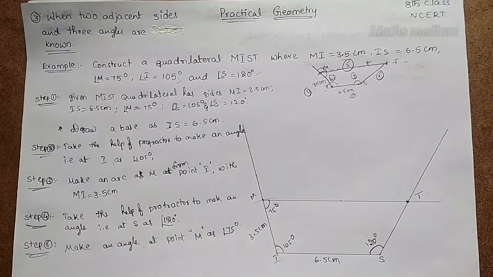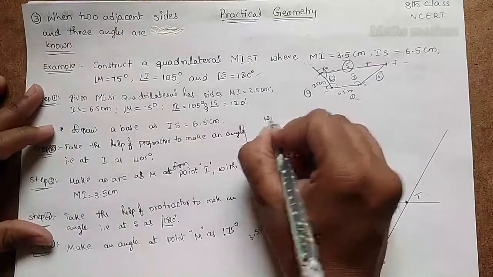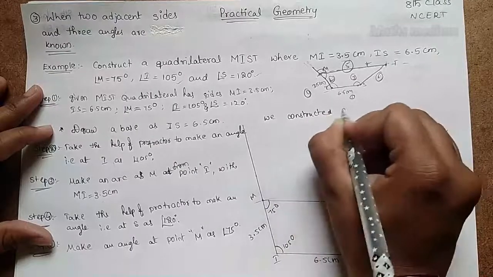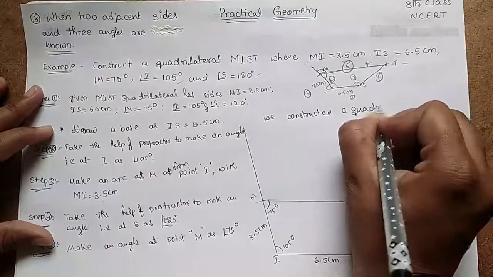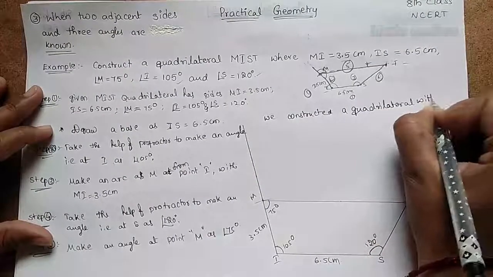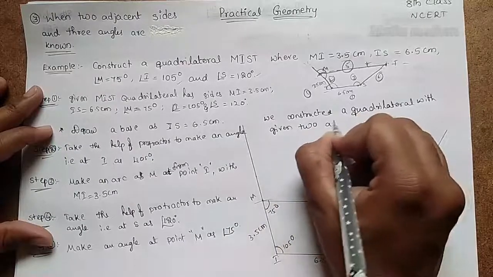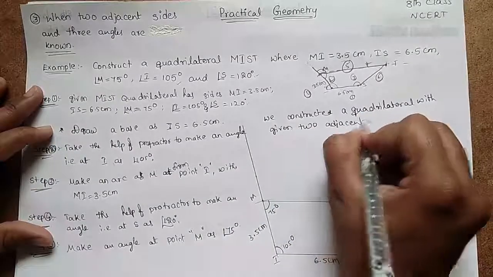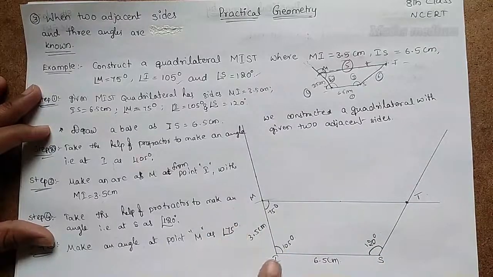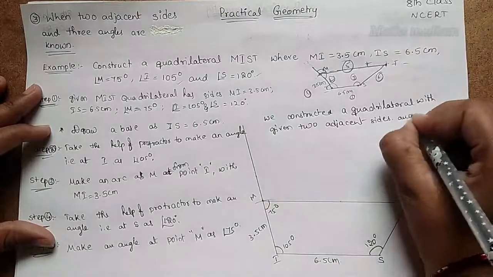Here we have a trapezium, right? So finally, as a result, we constructed a quadrilateral with the given 2 adjacent sides. Here we have 2 adjacent sides, MI and IS. So we have 2 adjacent sides and 3 angles.